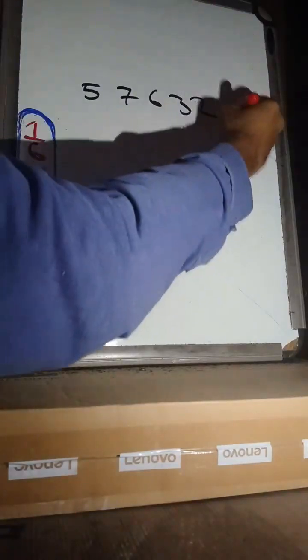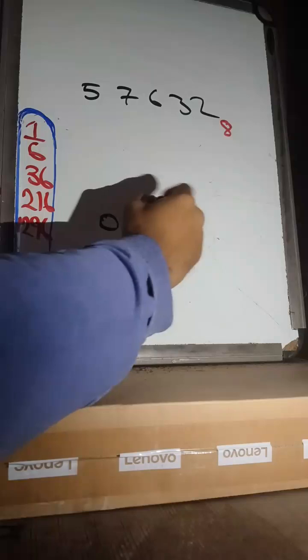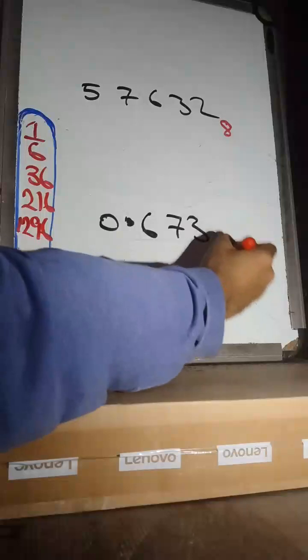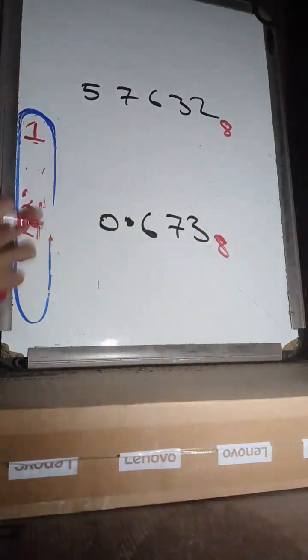57632, and that is in base 8. Or you know what, this is not so bad. If they give you something like this, and this was in base 8, this wouldn't be so bad, to be fair. So I forgot to do this, and I apologize for that.